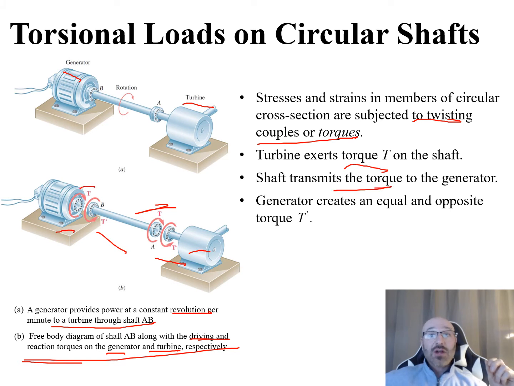So there's the T right there on the generator, whereas the generator is going to create an equal and opposite torque, our T prime right there. So that's how we go from the initial diagram in the problem statement, where we're told the generator provides a power at a constant revolutions per minute to a turbine through some shaft, to breaking that down and creating a free body diagram. That's what we've done in part B here: created that free body diagram looking at the torques as well as our reactionary torques right there.